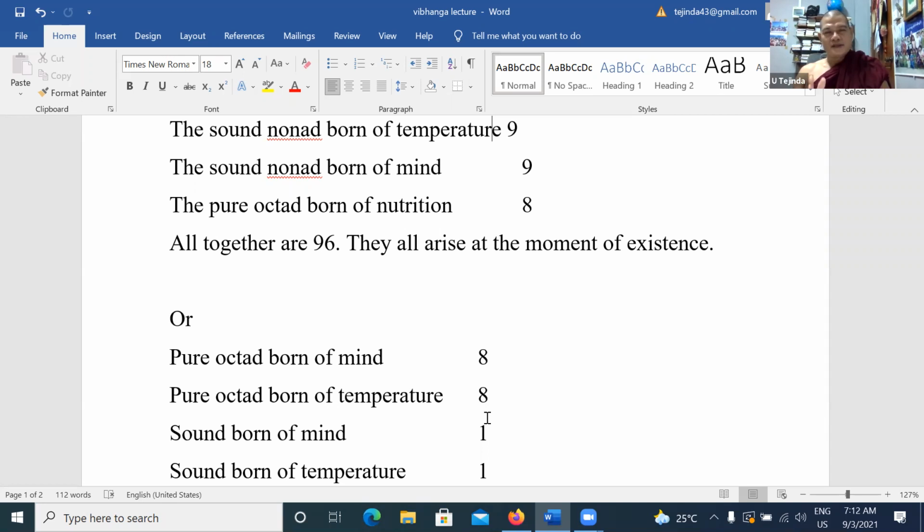So we have to take the matter arising at the moment of bhavanga, the last citta before death. So we need to take all the Cittaja Rupa, Utuja Rupa, and Aharaja Rupa, where we get nutrition. So all these matter arise at the moment of existence only. So let's go on here.